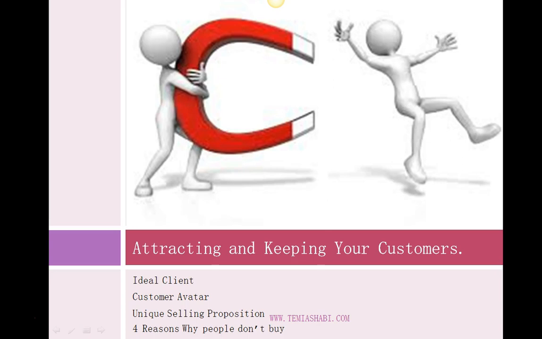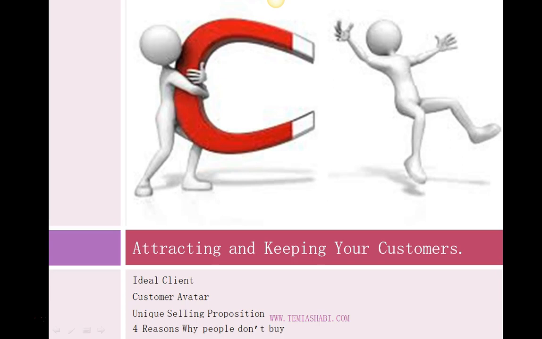So now in this module, we'll be talking about your ideal client, because before you can attract the customer, you must find the ideal client. Because if you are a magnet, you must be able to attract metal. I mean, magnets don't attract wood or plastic. So you have to know your kind before you can attract that person.